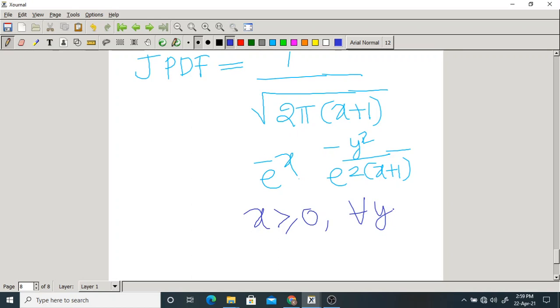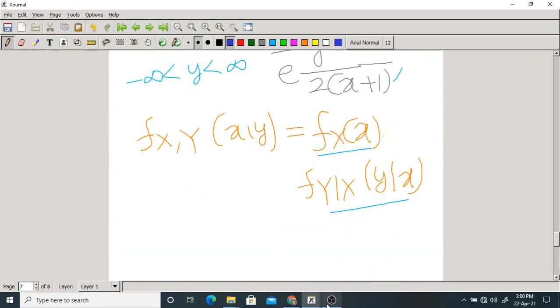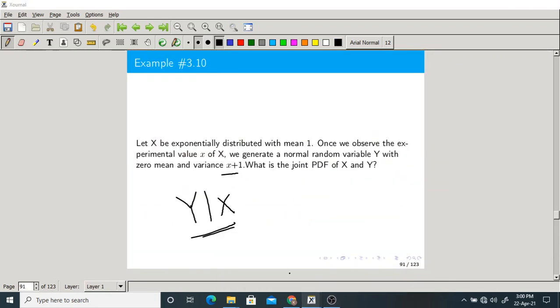Is it okay? This is how we find out the joint PDF of x and y. It's a simple thing only, nothing to worry about. It's just the multiplication rule.